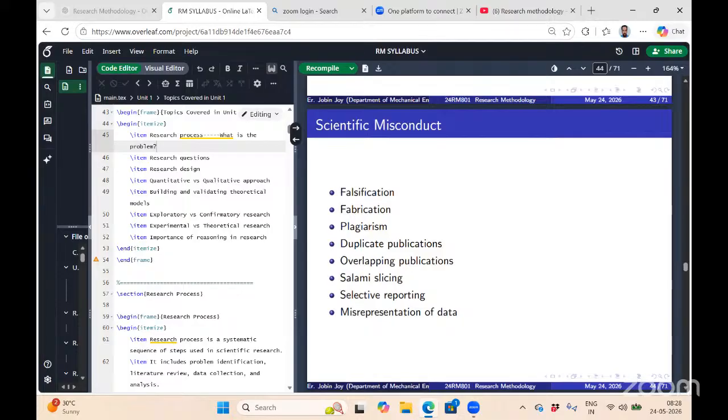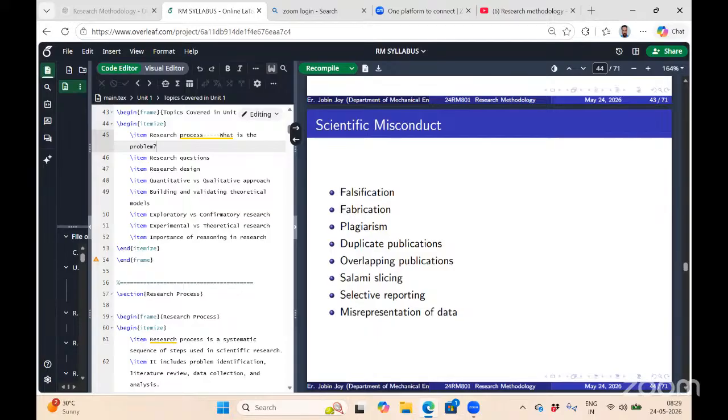Duplicate publication means publishing the same paper in multiple journals. For example, you have the same paper and the same paper is published in 2 different journals. This is called a duplicate publication. Overlapping publication means taking a majority of the part from a previously published paper and using it in another paper, slightly modifying the old research results and publishing a new paper.